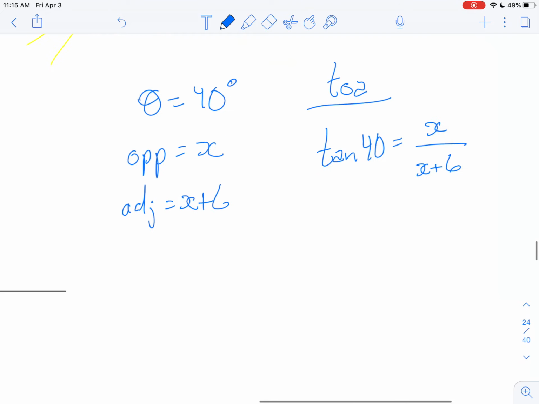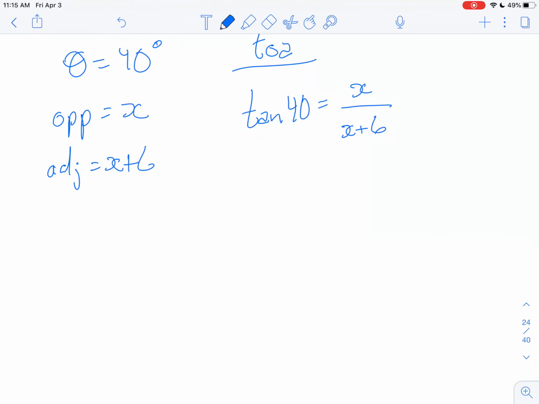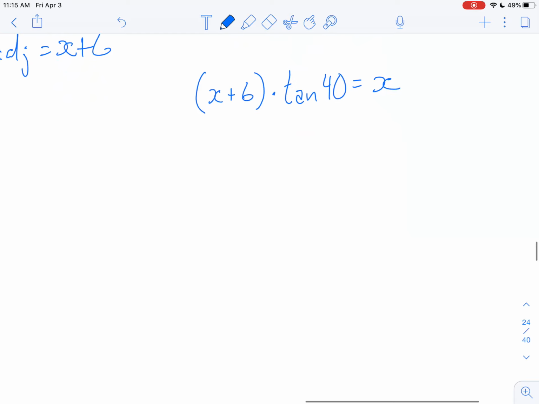So we take a look at the math here. I don't like my unknowns in the denominator, so I'm going to have to multiply both sides by X plus 6. I'm going to put this in brackets just to clarify. If I multiply both sides by X plus 6, that brings it up to the other side. X plus 6 times tan of 40 degrees is equal to X. I'm not going to distribute. Oh, yes, I am going to distribute because one of those doesn't have a variable.